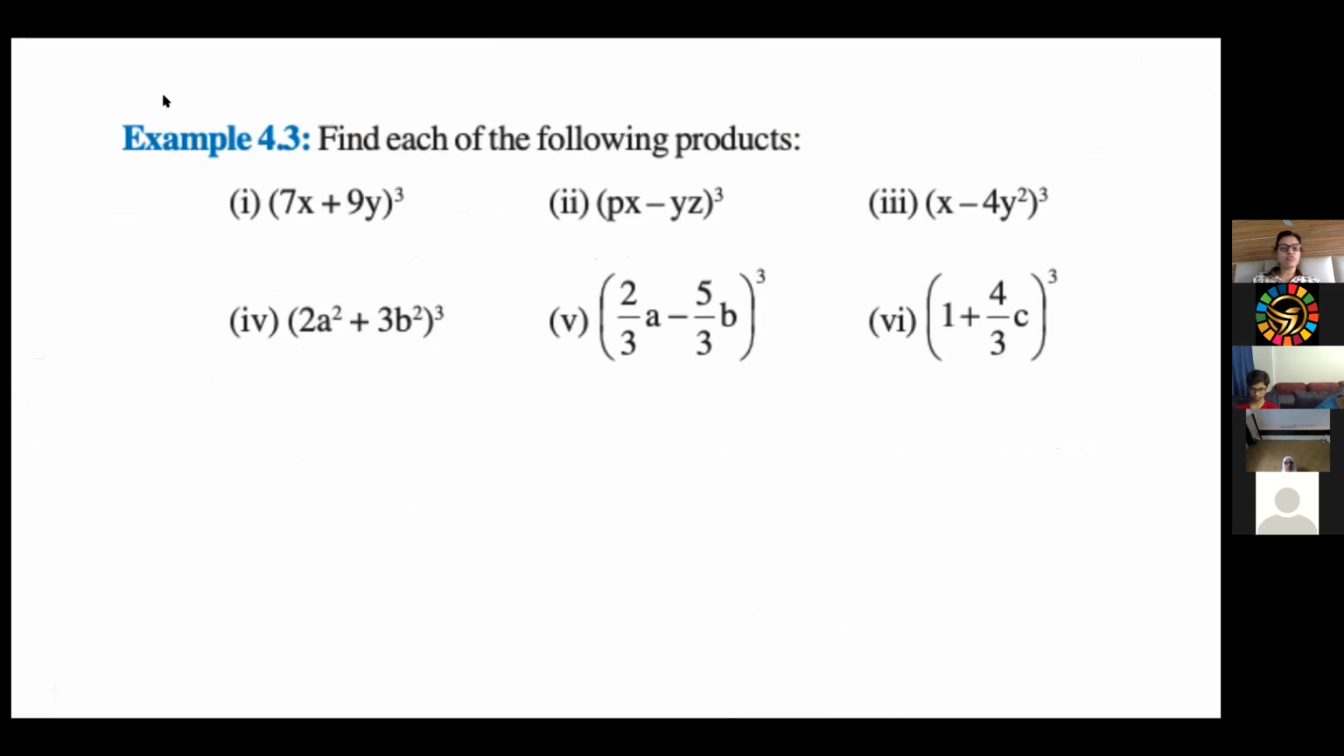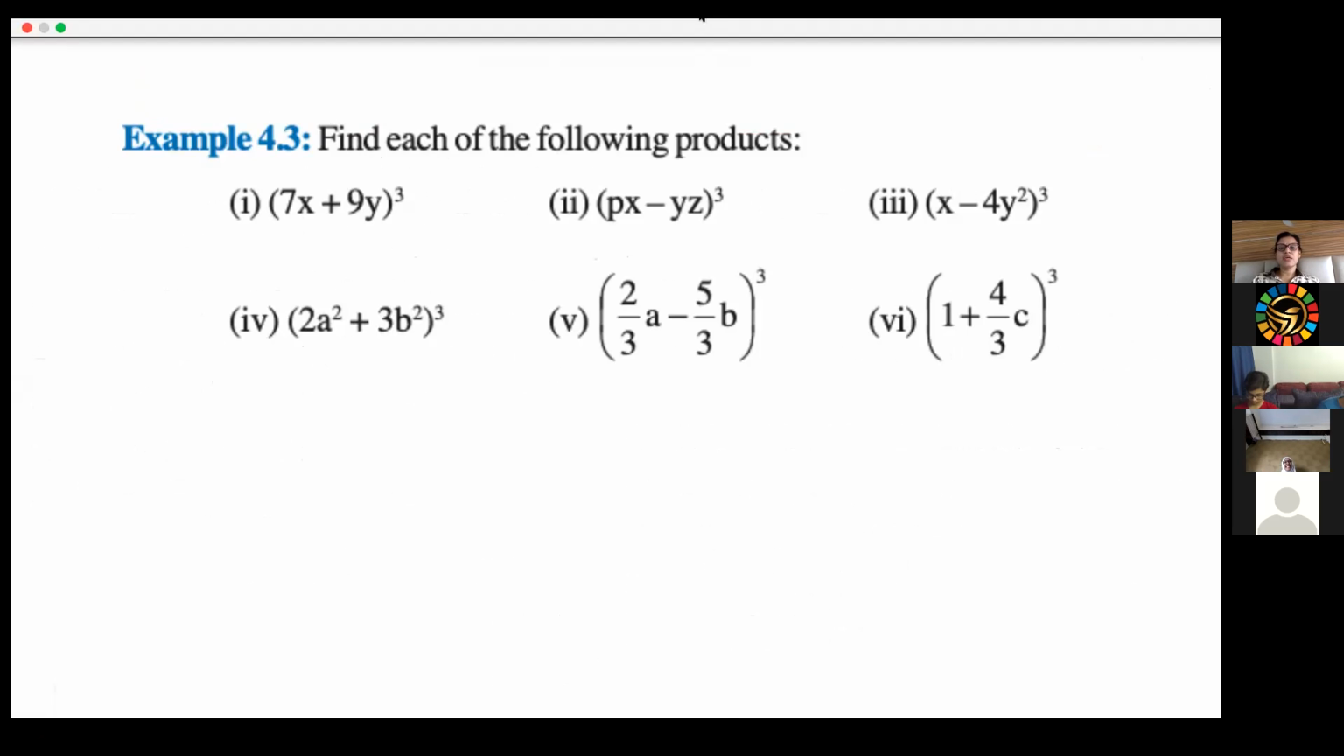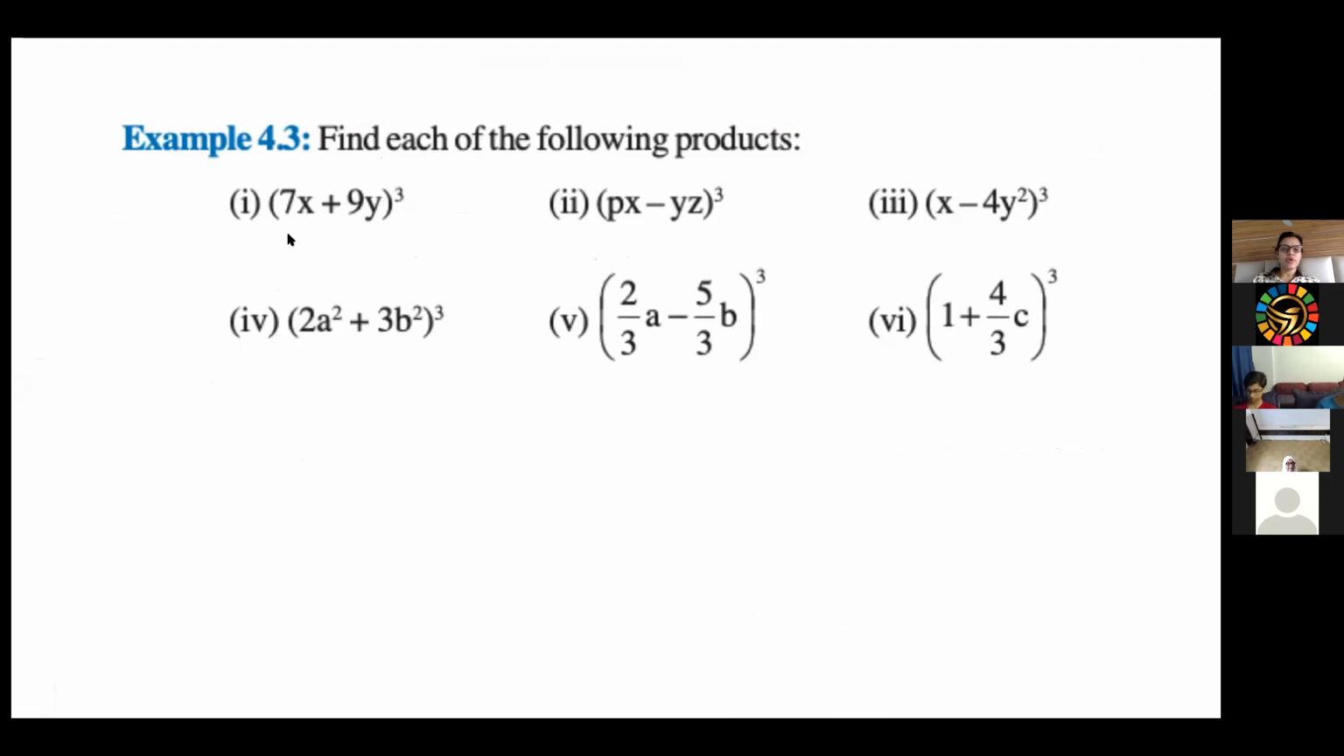Apply the cube formula. Which formula? A plus B whole cube. Where A is, what is A in the first question? According to 7x. And what is B? 9y. So you have to use 7x as A and 9y as B. But as I told you, you have to write the identity, which identity you are using.